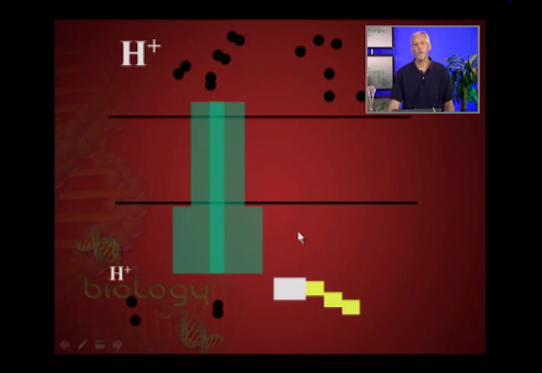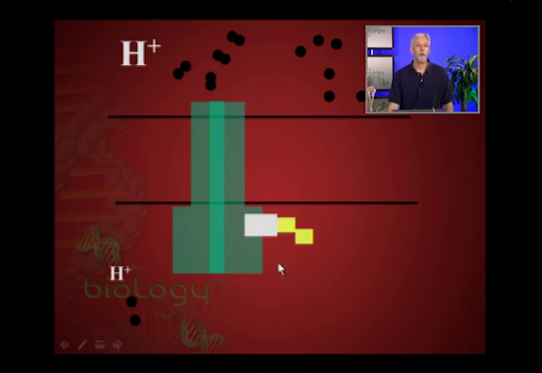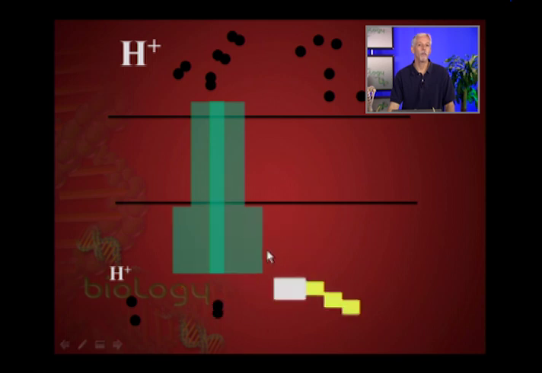So again, the energy for this really is the kinetic energy of the protons. As they're moving through, those charged particles will cause a change in the shape such that ADP and phosphates are bound to one another. So let's look at, again, another quick animation of that. So the ATP synthase will bind ADP, bind phosphate, and then as the protons move through, causes a change in shape and release of the ATP.